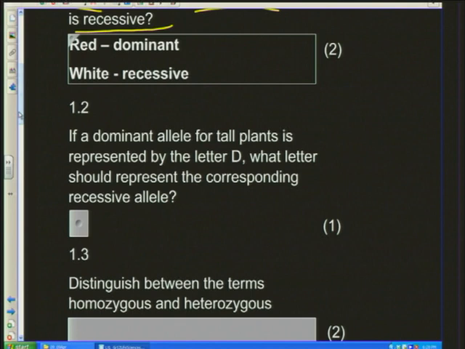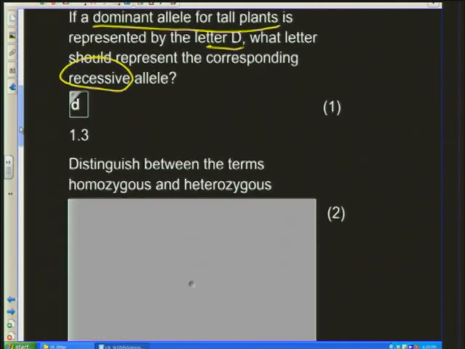1.2, if the dominant allele for tall plants is represented by the letter D, what letter should represent the corresponding recessive allele? Remember, dominant, uppercase, recessive, same letter, lowercase. And therefore, your answer would be small d.